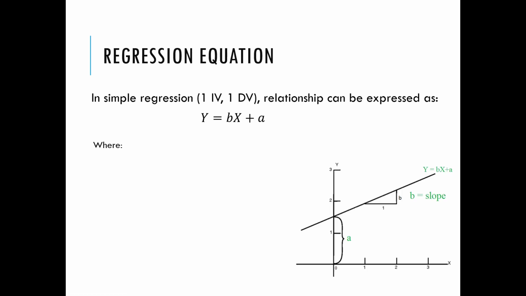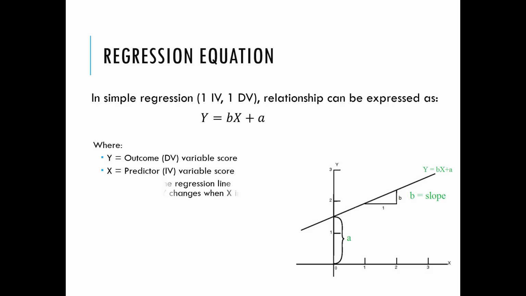So let's talk a bit about the regression equation. In simple regression, where you have one IV and one DV, you can express the relationship as y equals bx plus a. You might recognize this from algebra. Y is the outcome variable score. X is the predictor score. B is the slope of the regression line. And then a is the intercept, so the value that y would take on if x happened to be 0. And so this is nicely illustrated by this diagram. And so that's the regression equation.